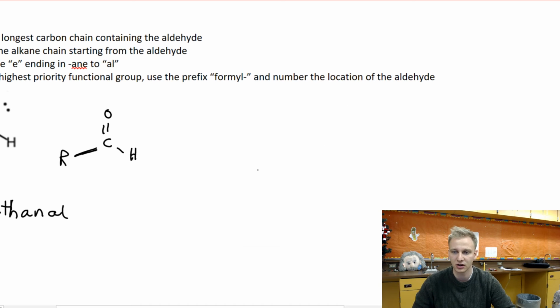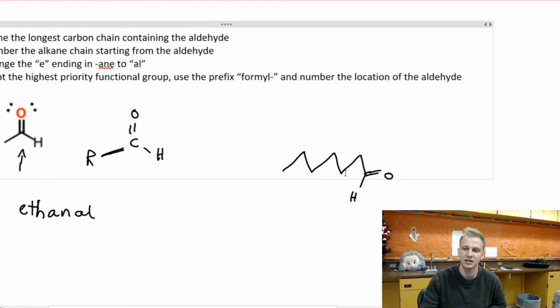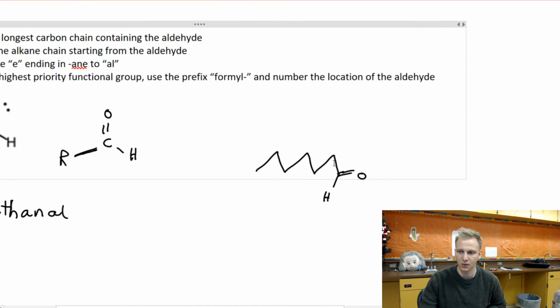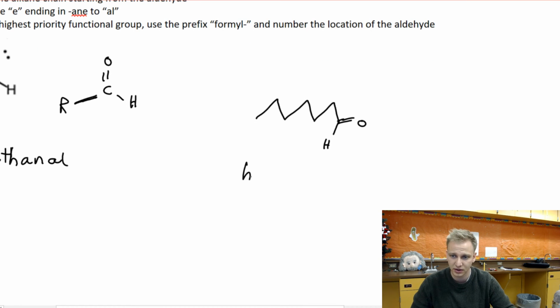Now, if we had a longer carbon chain, 1, 2, 3, 4, 5, 6, and let's say that we have a double bonded oxygen and a hydrogen here. This is usually what they'll look like in longer carbon chains. You can see that we'll start numbering 1, 2, 3, 4, 5, 6. We actually have 7 here, so we want to call this a hept. There's no double bonds, so it's AN and then AL to end off our aldehyde.